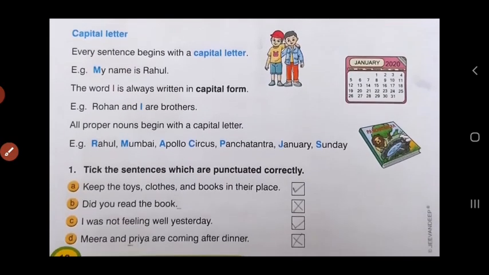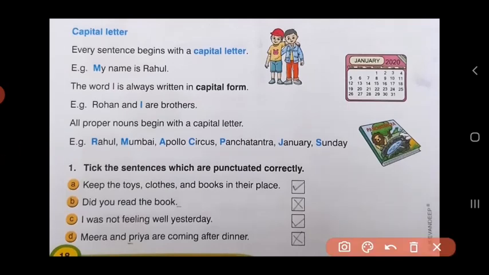Now let's see a new type of punctuation mark. We call it capital letter. Remember children, every sentence begins with a capital letter. So the start of the sentence should always be a big alphabet. Let's see this example. My name is Rahul. And the first word is my. And if you see the letter M, which is the first letter, it is the capital M. So always start your sentences with a capital letter.